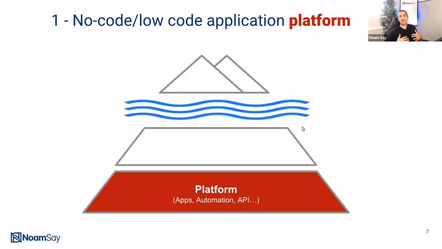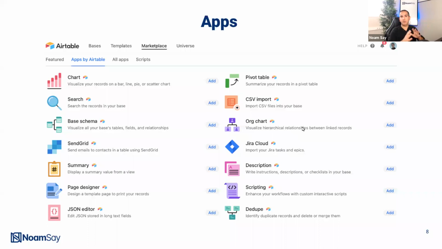The last step of the iceberg, the biggest, is basically the platform. After you put your data in your base and create a relational database with your tables, you can do a lot of things like apps, automation, and API. Let's talk about each type of thing very quickly.